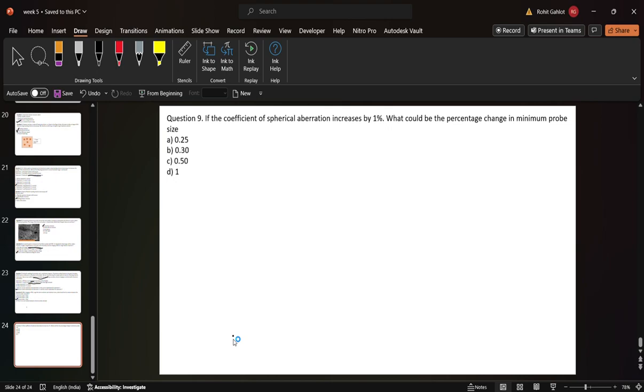Now, if the coefficient of spherical aberration increases by 1%, what could be the percentage change in the minimum probe size? The formula was also already discussed, so I don't want to solve this. Your d minimum is related by k lambda to the power 3/4 times Cs to the power 1/4. You can solve this.